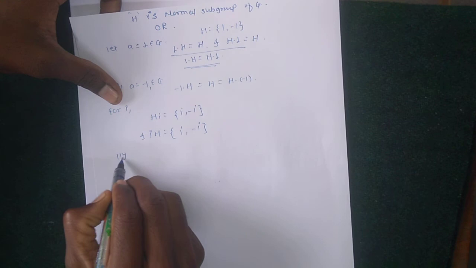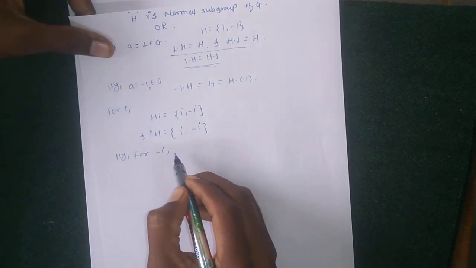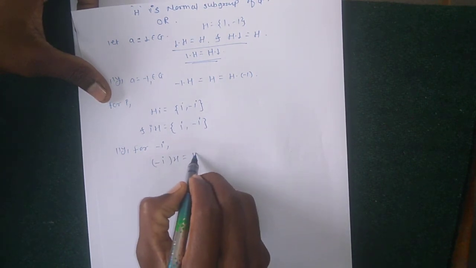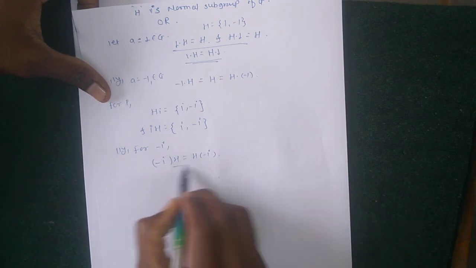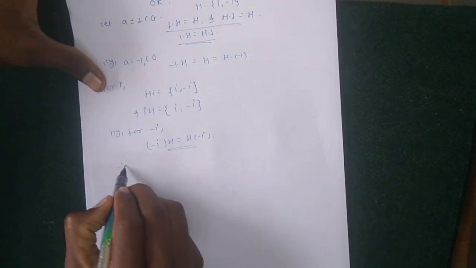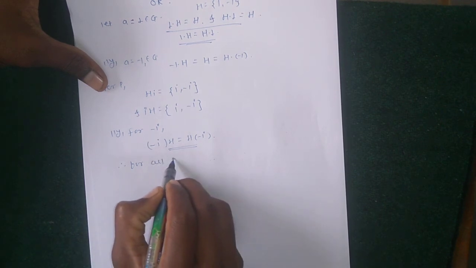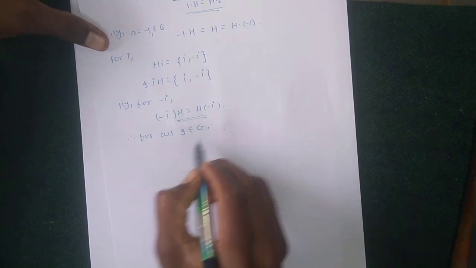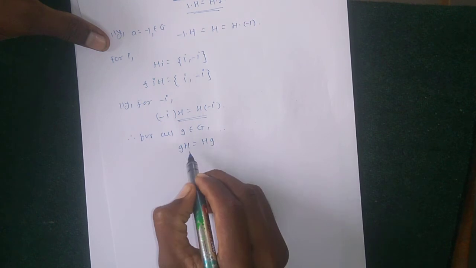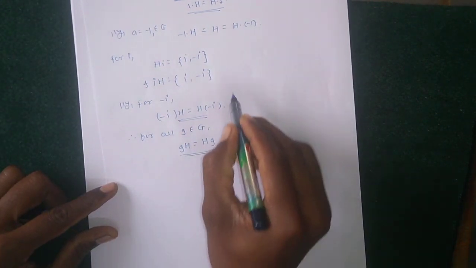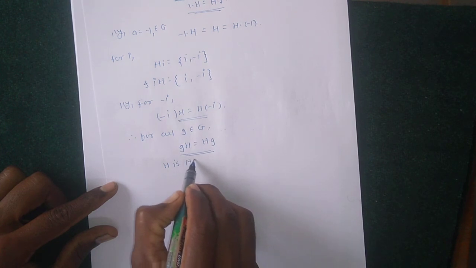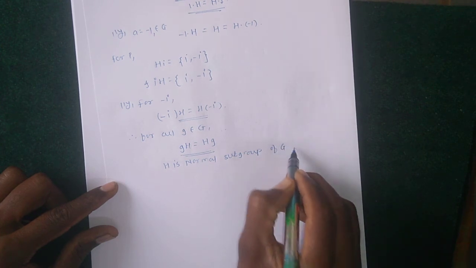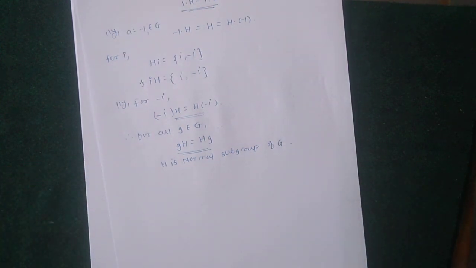Similarly for minus i, minus i H equals H times minus i. Therefore, for each value of g, for all g belongs to G, gH equal to Hg, meaning left coset equal to right coset, and therefore H is a normal subgroup of G.